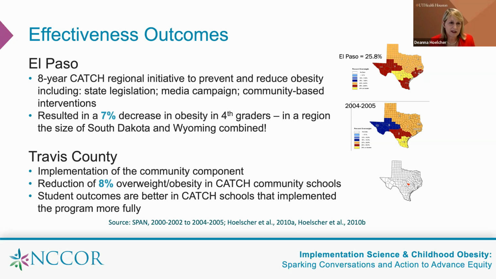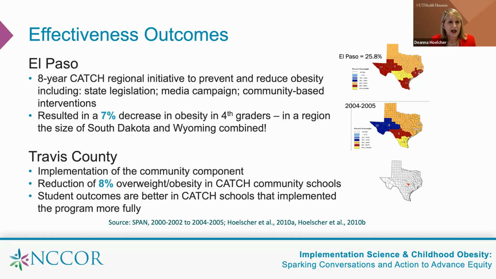But then, when we were conducting our Texas SPAN study, we found a 7% decrease in the prevalence of obesity in 4th graders in the El Paso area. And although this is mostly an ecological study, you can see that it was done in an area where they were really strongly implementing through the Paso del Norte Health Foundation. We later did another replication in the Travis County area, funded by the Michael and Susan Dell Foundation. In this study, we found an 8% reduction in the prevalence of overweight and obesity in children from CATCH schools compared to those in schools without CATCH. In addition, we found that schools that implemented more fully had better outcomes.